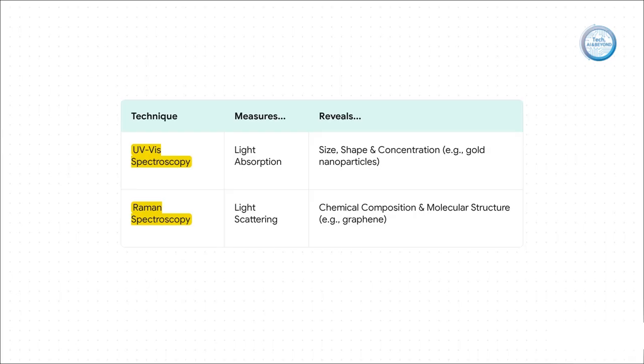With these materials, something cool happens called surface plasmon resonance. The electrons in the metal oscillate in response to the light, and the exact color of light that gets absorbed depends very strongly on the nanoparticle's size and shape.